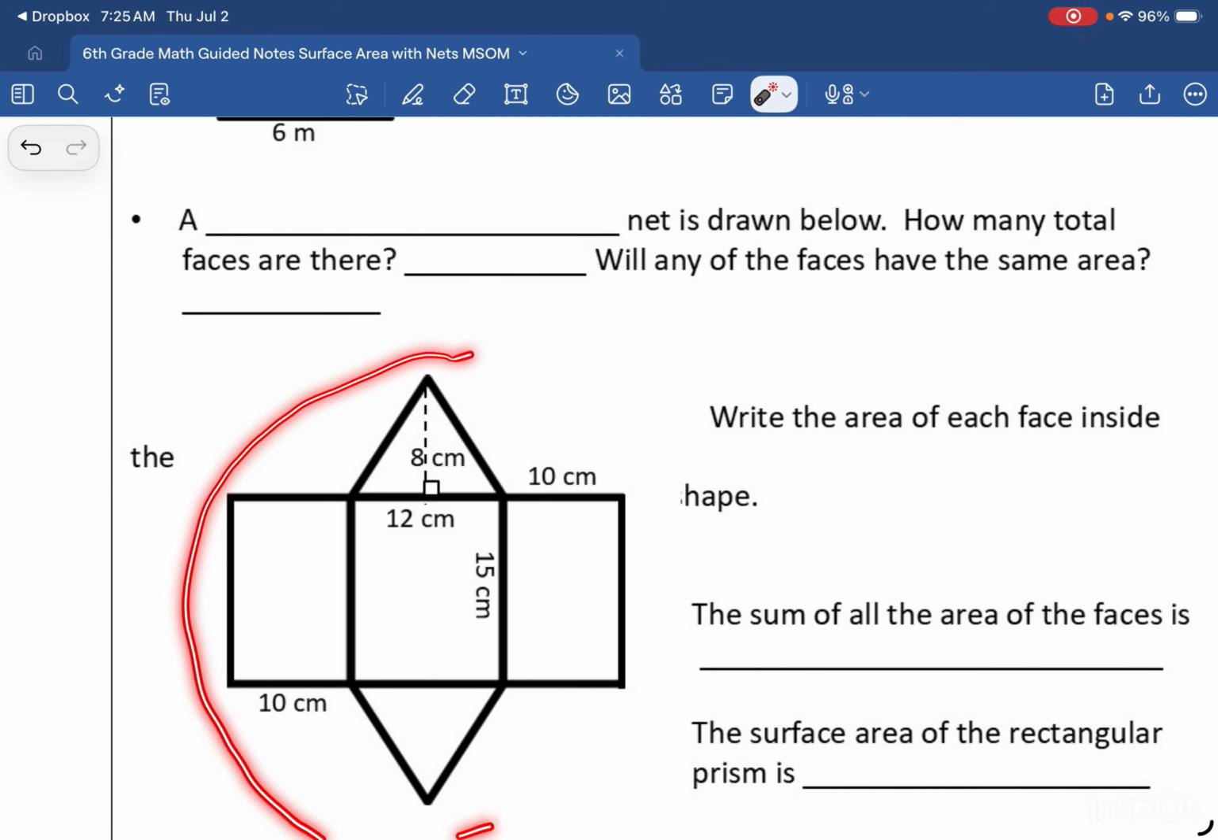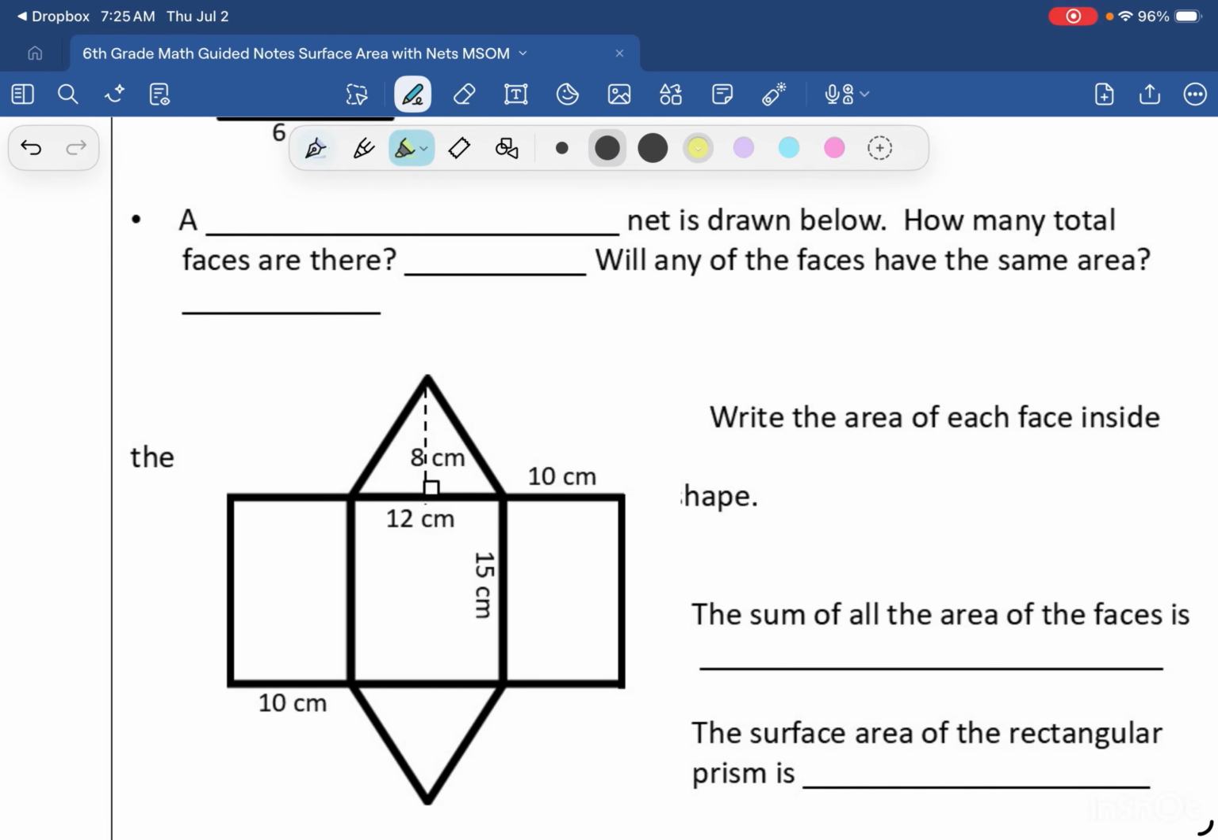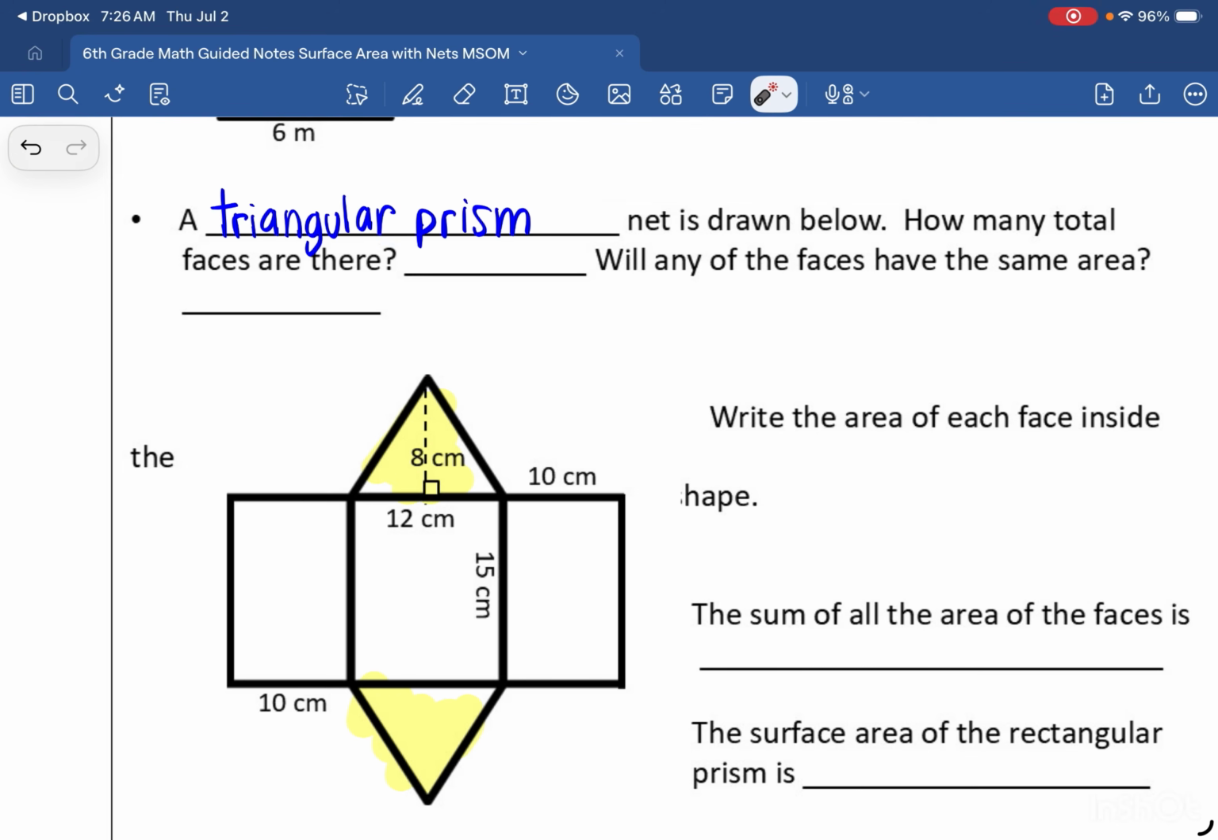A triangular prism net is drawn below, and I can see that because right here, these triangles will be the 2 parallel bases, and if I fold it up, that's going to create a prism, so a triangular prism. How many total faces are there? We have these 2 triangles, and then we have these 3 squares, so there are 5 total faces.